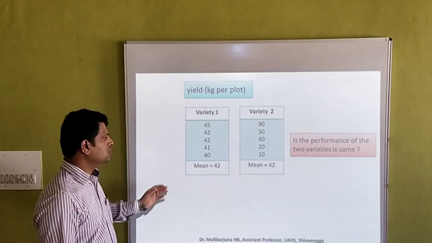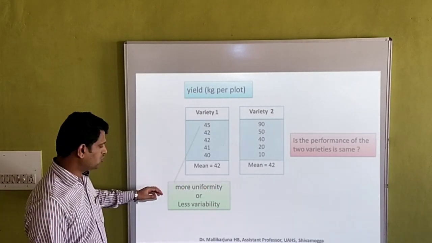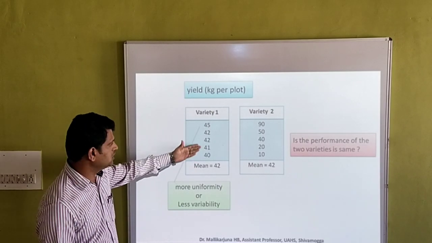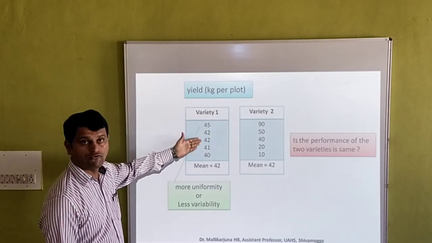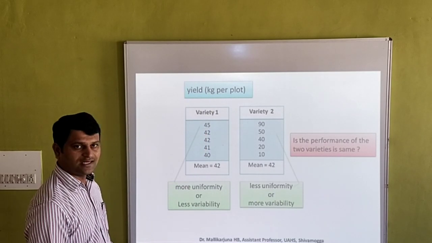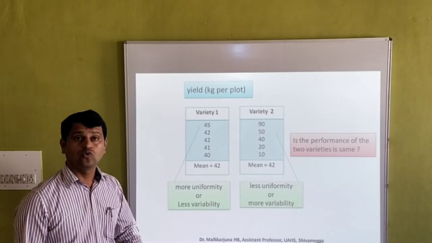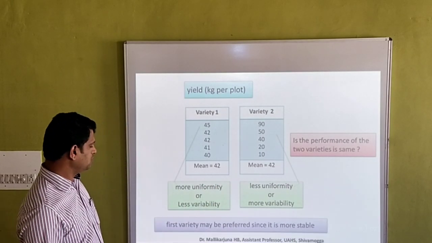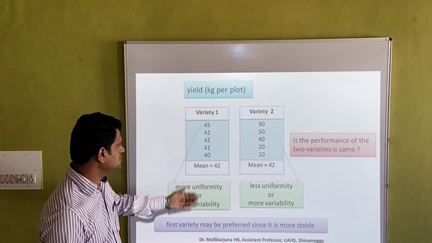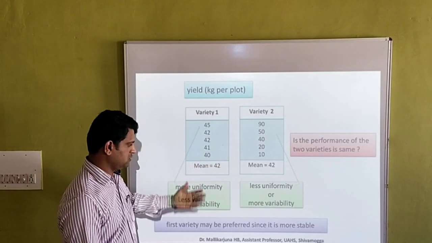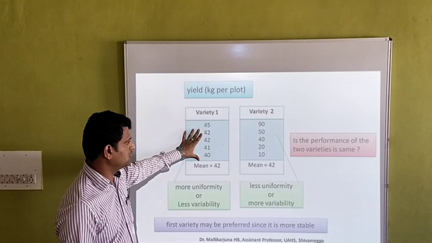No, because in the first set of data there is more uniformity, or less variability. You can observe everything is near 40, but in the second set of data from the second variety there is less uniformity, or more variability. So the first variety may be preferred since it is more stable. This is better in this way. Based on this we can say this one is more stable.